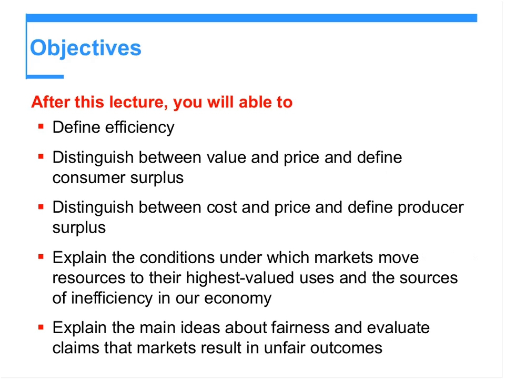The objective of this chapter, after this lecture, you will be able to define efficiency. What do we mean when we say efficiency when it comes to business economics, and distinguish between value and price, and define consumer surplus, distinguish between cost and price, and define producer surplus, explain the condition under which markets move resources to their highest value users and the sources of inefficiency in our economy. We will explain the main ideas about fairness and evaluate claims and market result in unfair outcomes.